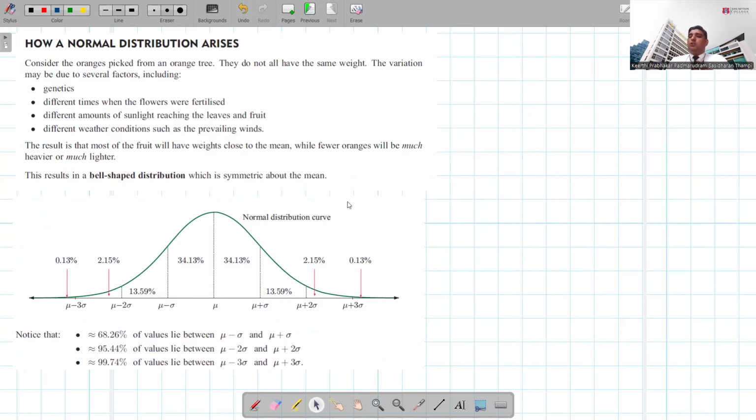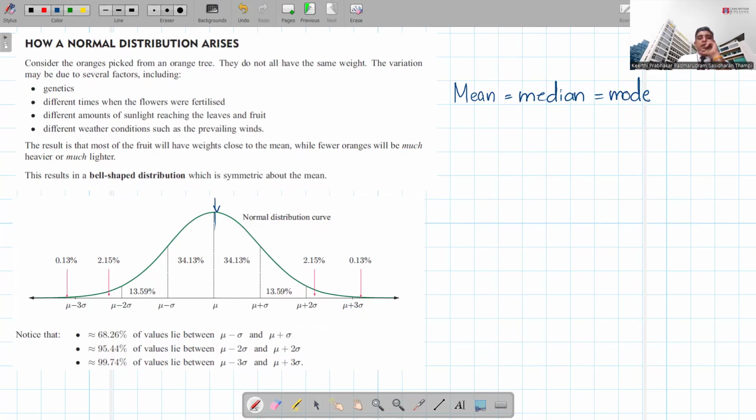This is also called a bell-shaped distribution, which is symmetric about the mean. Now, one of the primary characteristics of normal distribution is that mean is equal to median is equal to mode. All the measures of central tendency right here. The mean, the median, and the mode are all right at the middle.